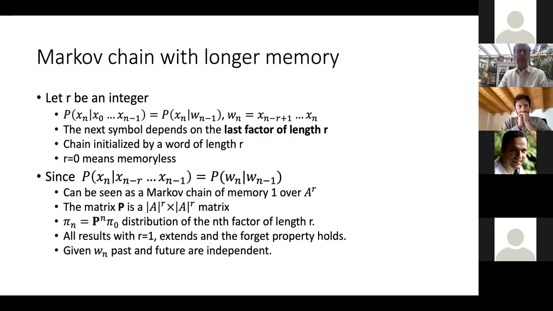Therefore, the chain is initialized by a word of length r. r equals 0 means the memoryless case. And we have the same property, because we can see this as a Markov chain of memory 1 over the Cartesian product of the alphabet. Therefore, the matrix P is a matrix on this Cartesian product. And we have the same property as the Markov chain of memory 1, with the difference that we have to consider factors instead of symbols.